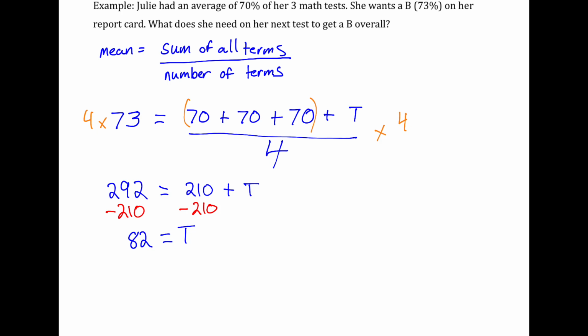So in this case, Julie needs 82 to average 73. I guess these are both percents. So she needs 82 on the next test to average 73 overall. So 86 was a good guess. It was a little overshot, but it's still a very reasonable guess.